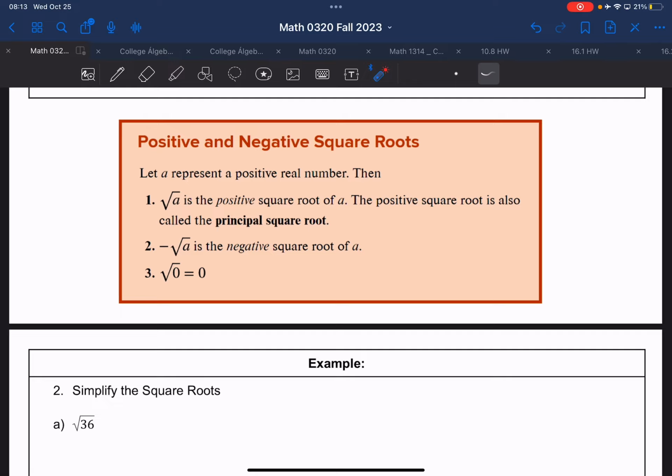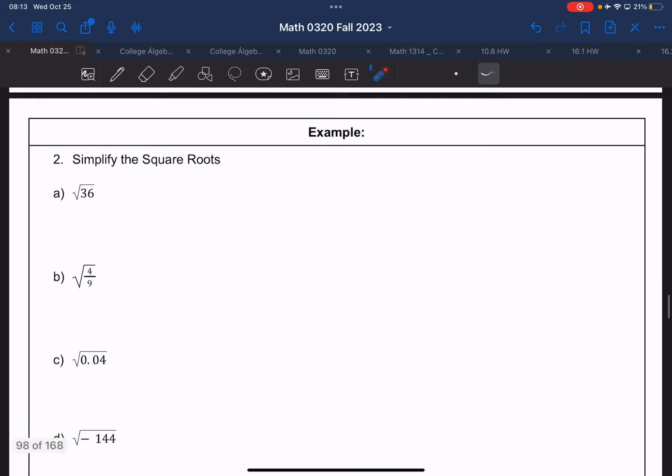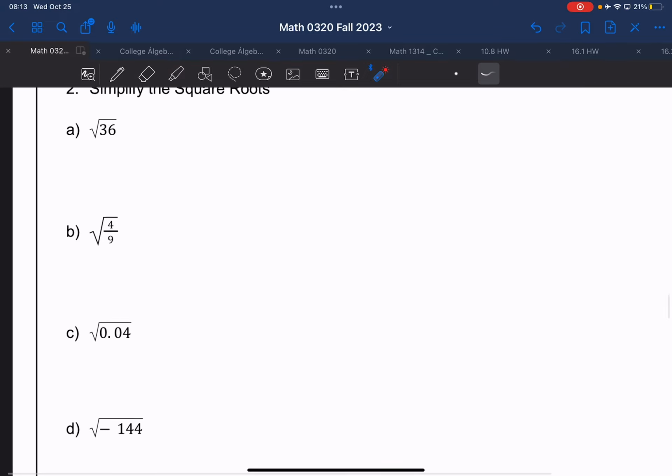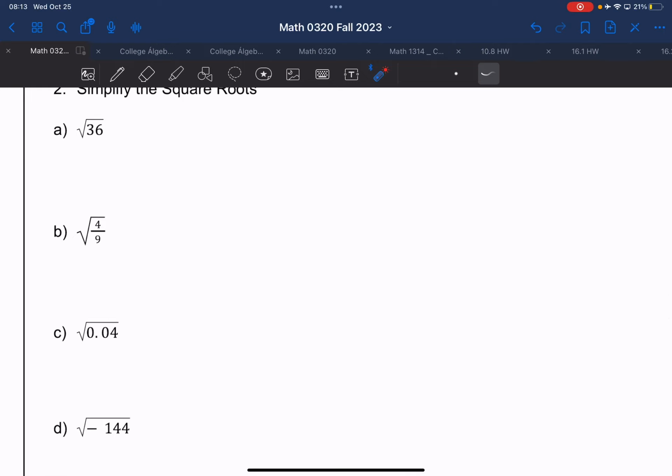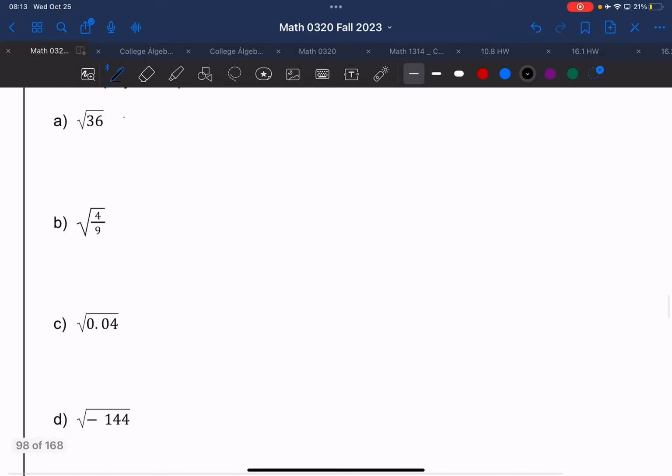Okay, so we're going to do the same thing here. So now it's giving us all these square roots, and we're going to have to simplify. So what's the square root of 36? 6. Good, it's 6. Because 6 times 6 is the same as 6 squared, which is 36. So since we're taking the square root, we had two of the same numbers, so 6 and 6.